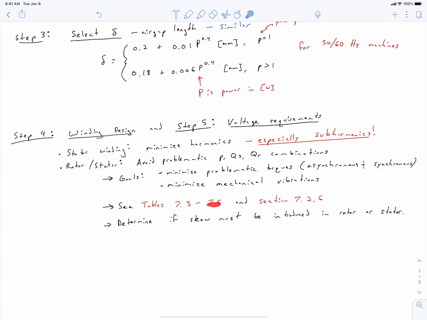And table 7.5 provides an updated set of combinations here of poles, slots on the stator and slots on the rotor for when skew is used. And by introducing skew, you can find out that you're able to use more values of stator slot and rotor slot combinations.